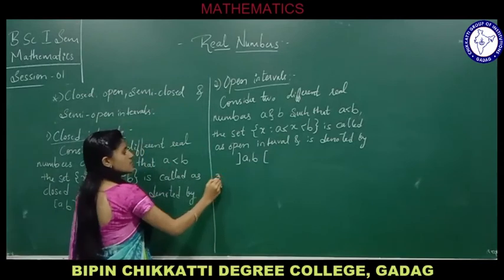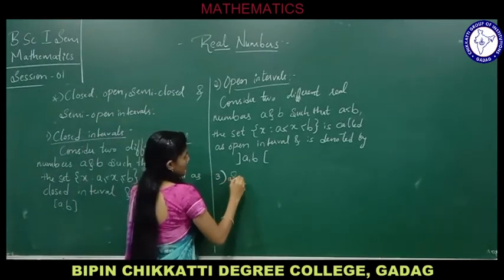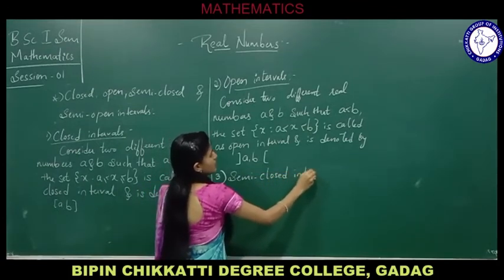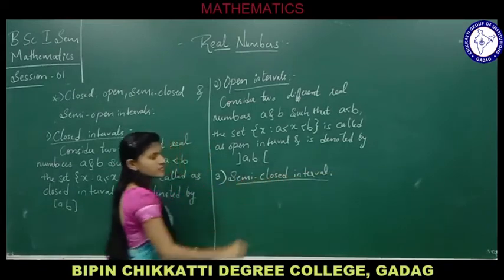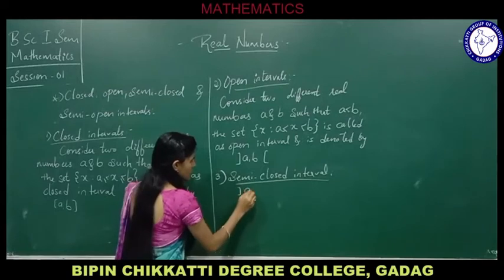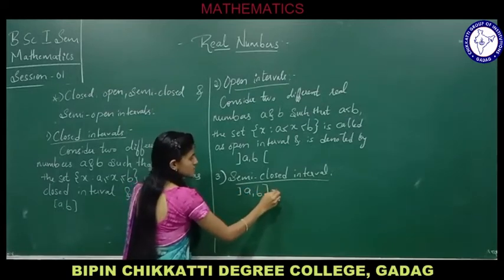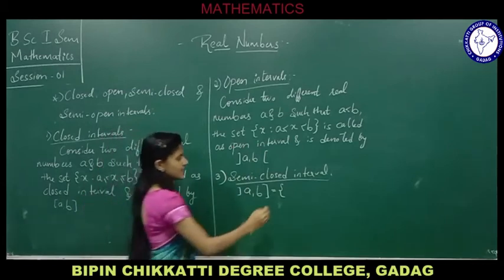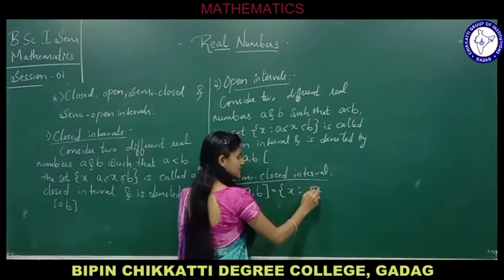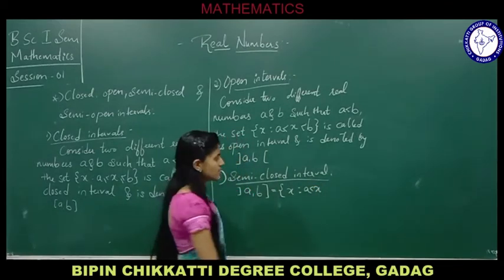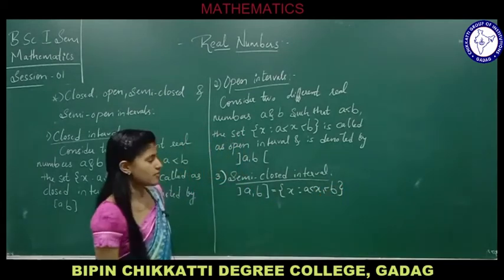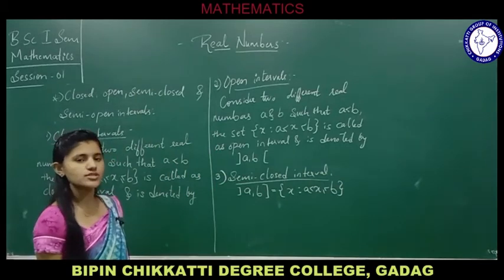Then what about the semi-closed interval? When we have a comma b in such a way that the set of x is such that x is strictly greater than a but less than or equal to b, this is called a semi-closed interval.